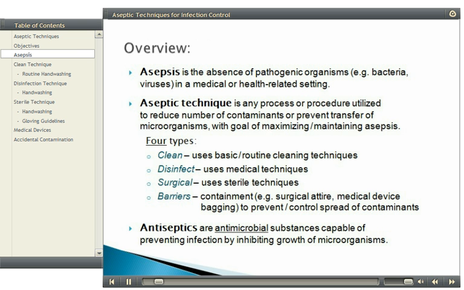There are 4 types. Clean uses basic routine cleaning techniques. Disinfect uses medical techniques. Surgical uses sterile techniques. Barriers, containment, e.g., surgical attire, medical device bagging, to prevent controlled spread of contaminants. Antiseptics are antimicrobial substances capable of preventing infection by inhibiting growth of microorganisms.